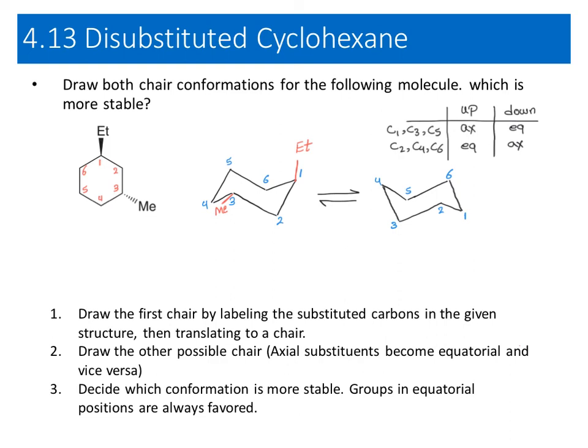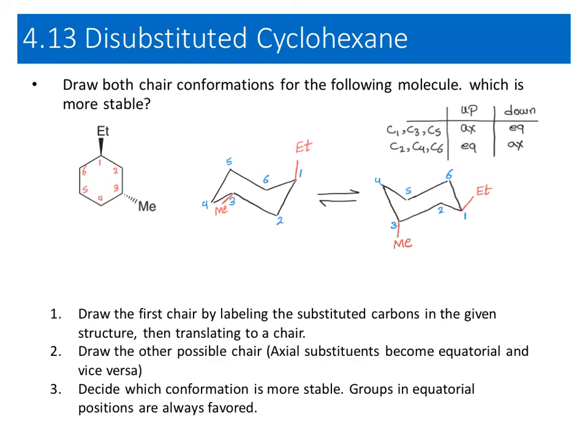Now upon chair flip, the equatorial becomes axial and axial becomes equatorial. So ethyl is in the axial position. It should be in the equatorial after the chair flip. And methyl is in the equatorial position, so it should be axial after the chair flip. The axial is right here on carbon 3.